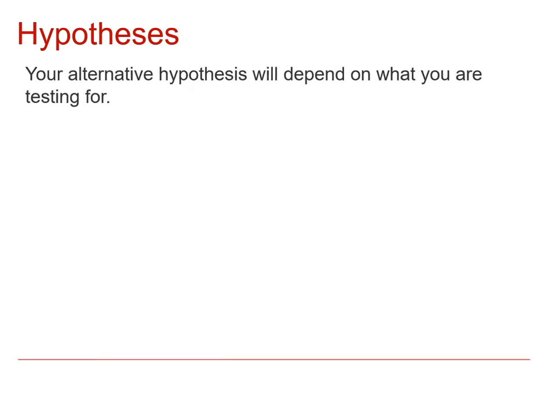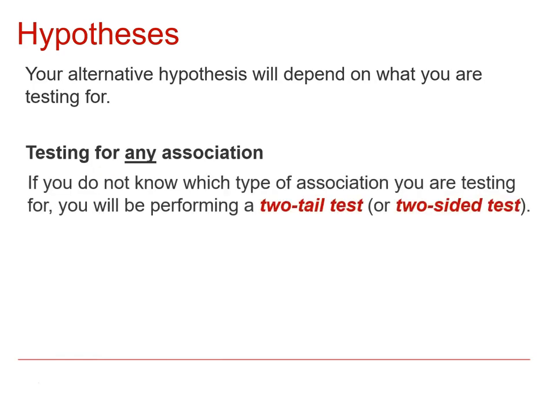Again, your alternative hypothesis will depend on what you're testing for. If you're testing for any association, then you will be performing a two-tailed test or two-sided test, and your alternative hypothesis will look like this. Some association between your first variable and your second variable.